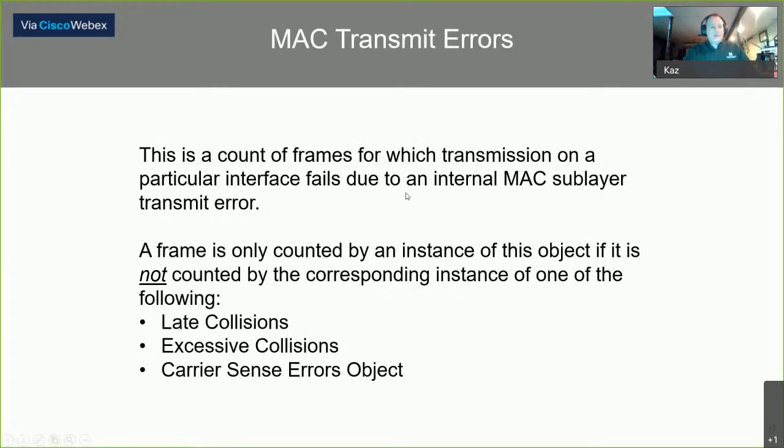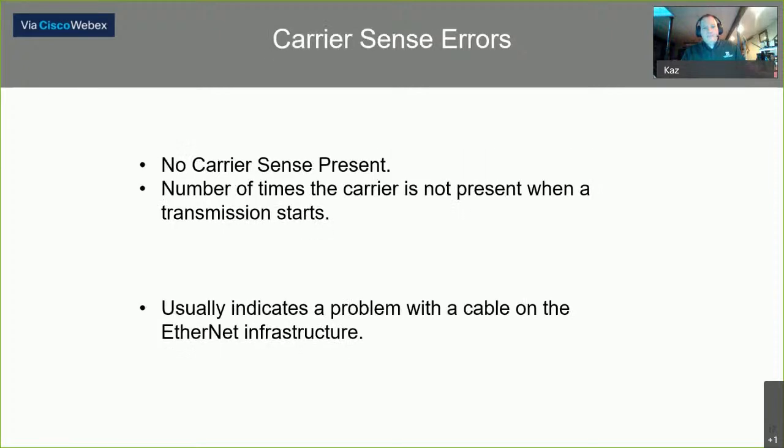MAC transmit errors. A lot of times you will see a MAC transmit error downstream from a duplex mismatch, which we're going to get into a little bit more. And it's if you get late collisions, excessive collisions. If it's not in one of those buckets, then it's a MAC transmit error.